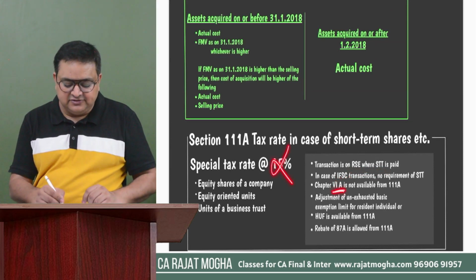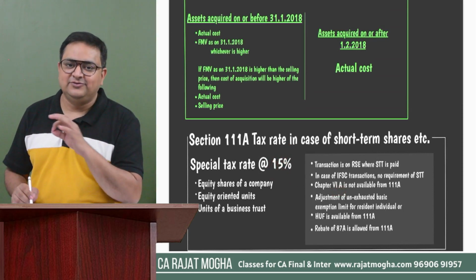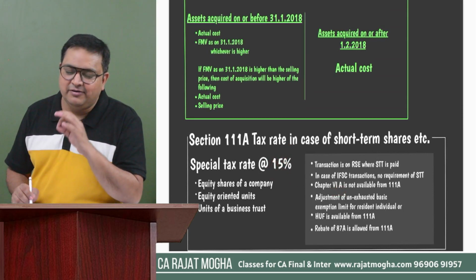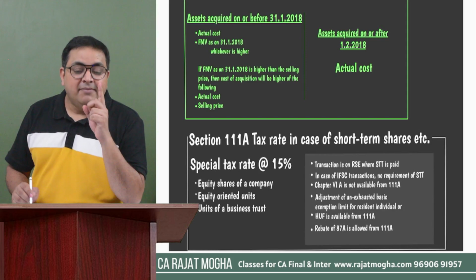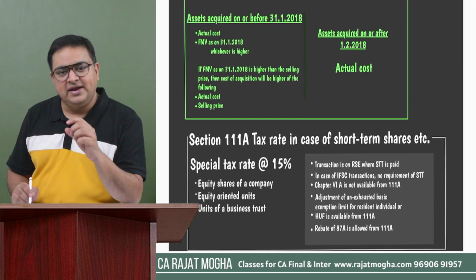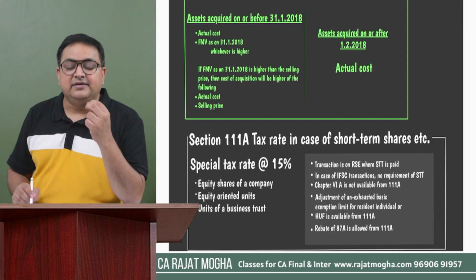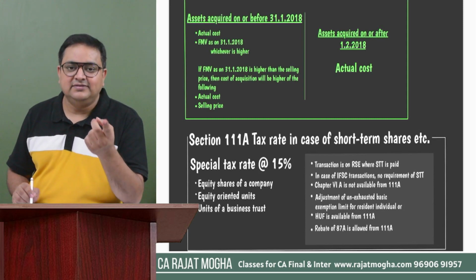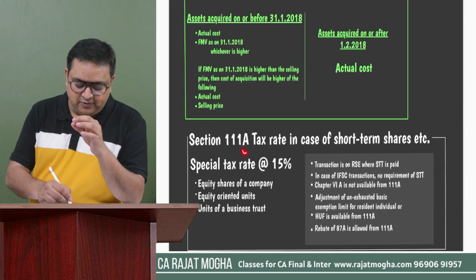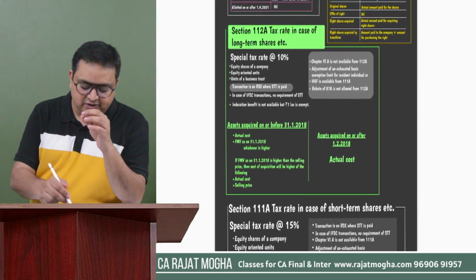Chapter 6A deduction is not available. You understand that Chapter 6A deduction is not available from special income, so it will not be available from 111A also. But rebate from 111A is allowed. Rebate under 87A is allowed, for individual resident assessee. So rebate is allowed from this particular income, but rebate is not allowed from here.